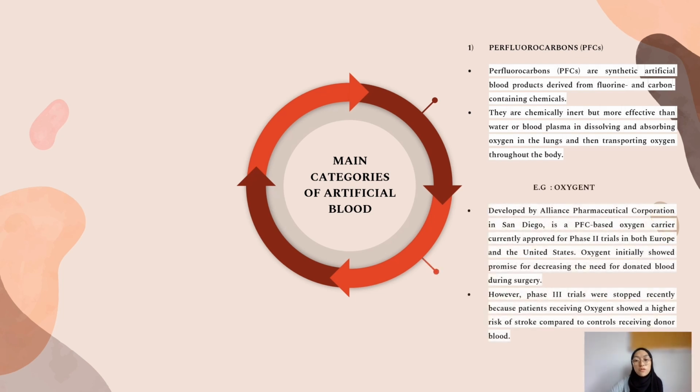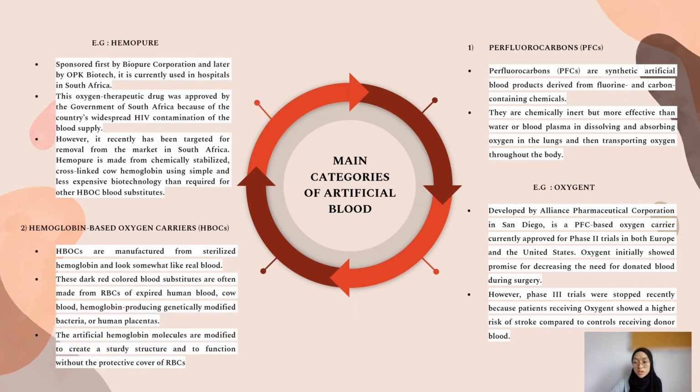Okay, so these are the main categories of artificial blood. The first one is perfluorocarbons, or PFCs. PFCs are synthetic artificial blood products derived from fluorine and carbon containing chemicals. They are chemically inert but more effective than water or blood plasma in dissolving and absorbing oxygen in the lungs and then transporting oxygen throughout the body. Unlike the red-colored HBOCs, PFCs are usually white. However, since they do not mix with blood, they must be emulsified before they can be given to patients.